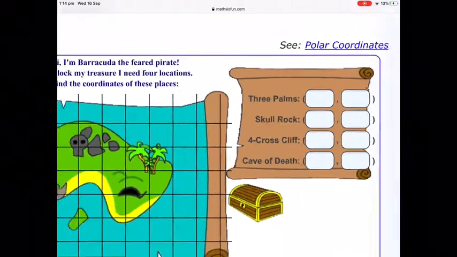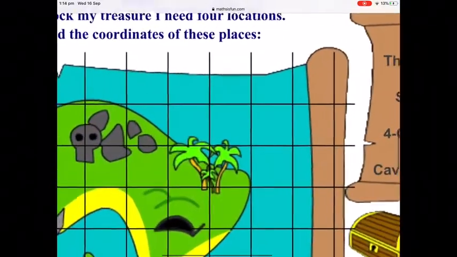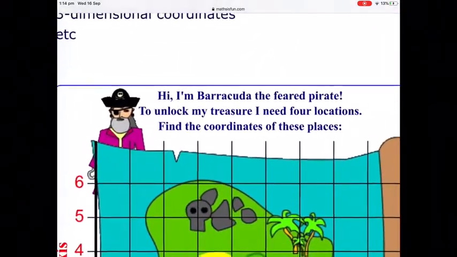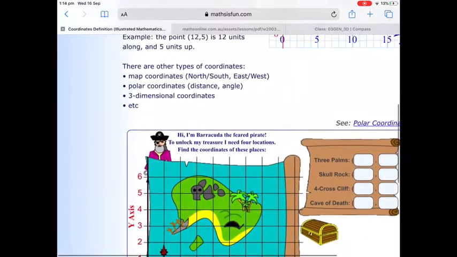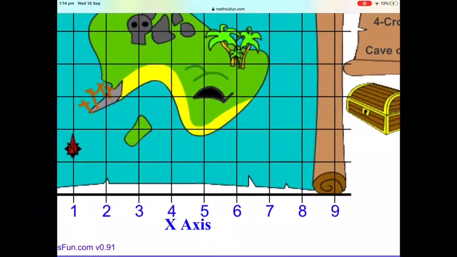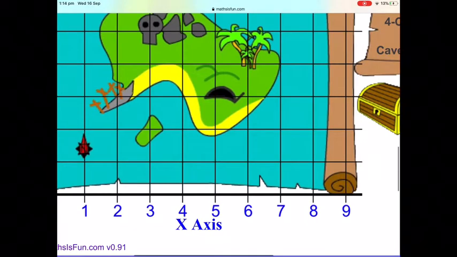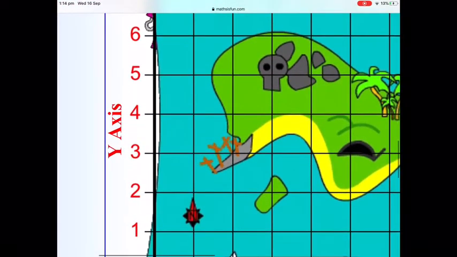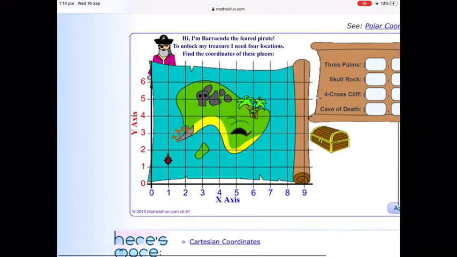So it says 3 palms. So I can see that there's 3 palms here. So what you need to do is to find the coordinates for the things on the list. For the barracuda, the pirate. Remember, if you do this, you need to write the x-axis value first, which is down the bottom here, and then followed by the y-axis value, which is to the side here. If you have time, you complete this activity.